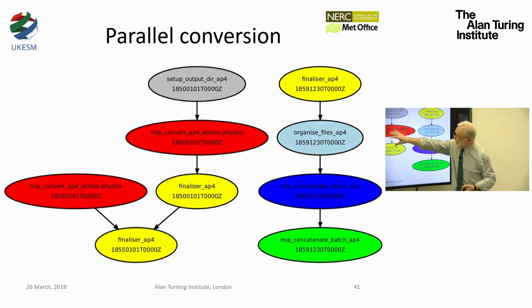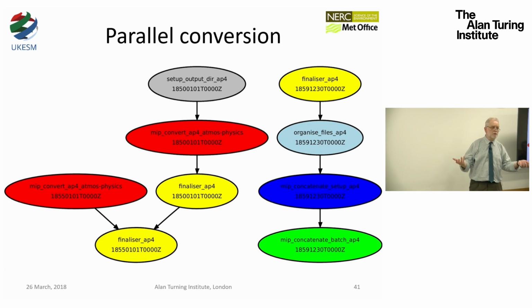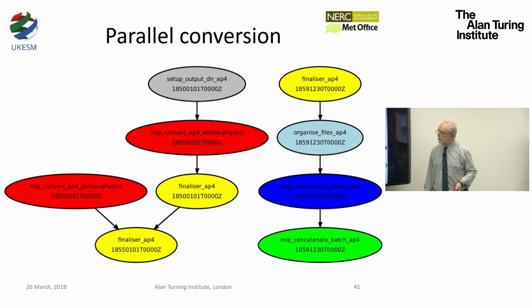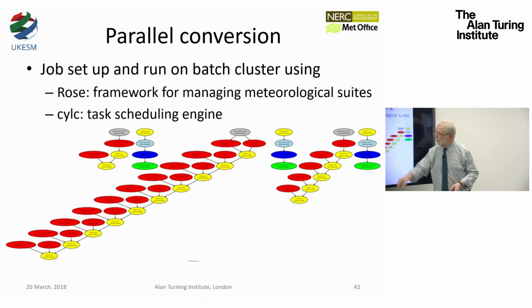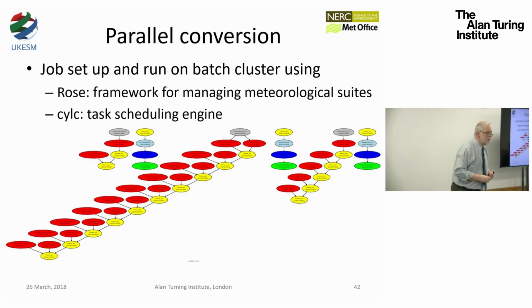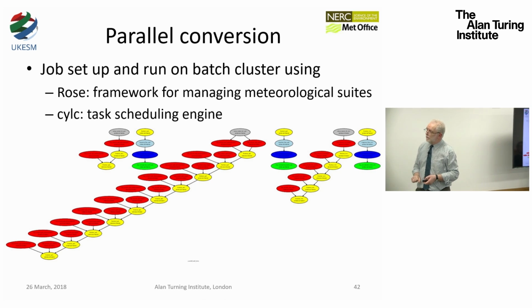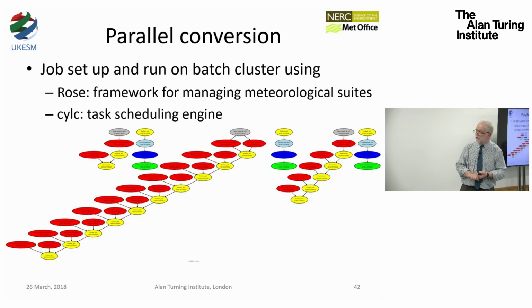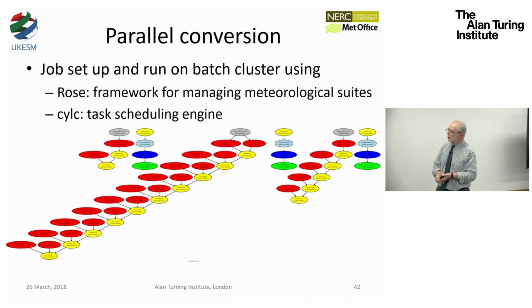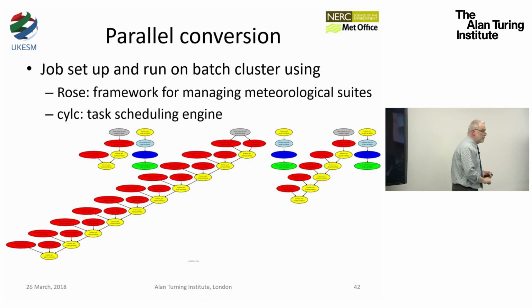The important thing is that this and this are the time-dependent steps, and they can be run at the same time. So they're run in parallel, because we're running this on a batch processing cluster. It might not look like we're getting much speed up there, but if we scale it to something like that, all of those boxes in red are all running at the same time. So we're parallelizing, converting multiple versions of the files, multiple data sets, multiple variables at the same time, which makes it more efficient. The way in which we do this is using internally developed software. ROSE is a framework for running, managing meteorological suites, and Cylc is a task scheduling engine. And in fact, this is the output from ROSE and Cylc that's been used to produce these pictures here.